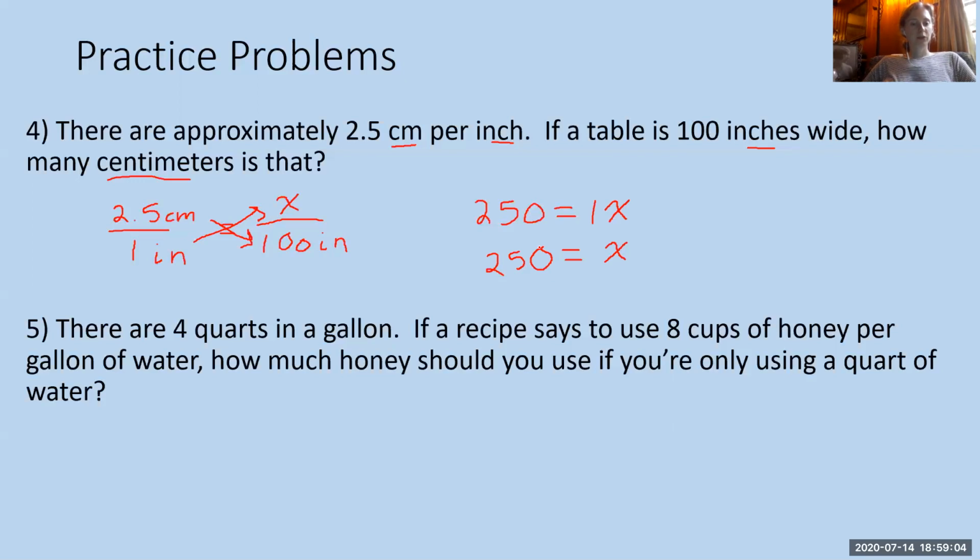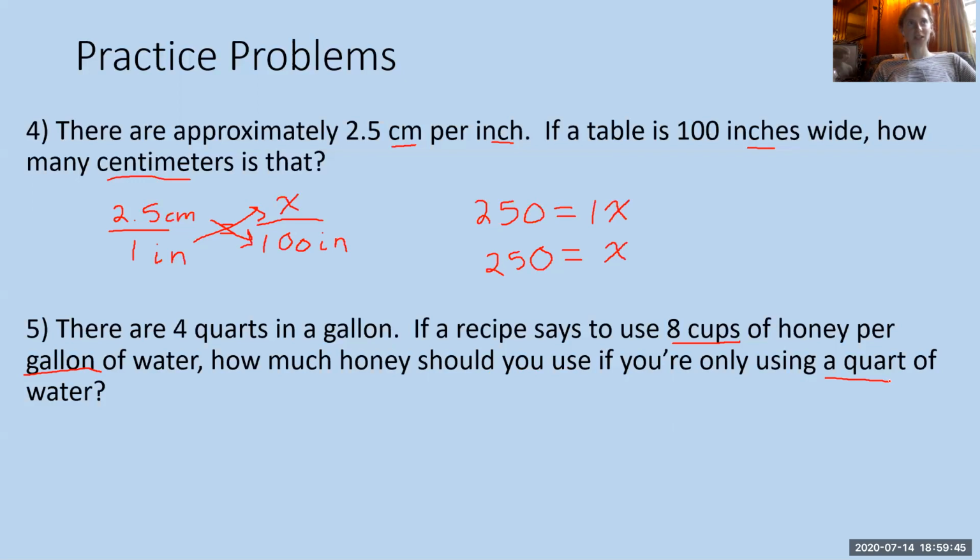Okay. And then on to our final question here. There are 4 quarts in a gallon. If a recipe says to use 8 cups of honey per gallon of water, how much honey should you use if you're only using a quart of water? Okay, so now this one has a little bit more going on at first. So we've got a recipe that tells us to use 8 cups of honey per 1 gallon. How much honey should you use if you're only using a quart?